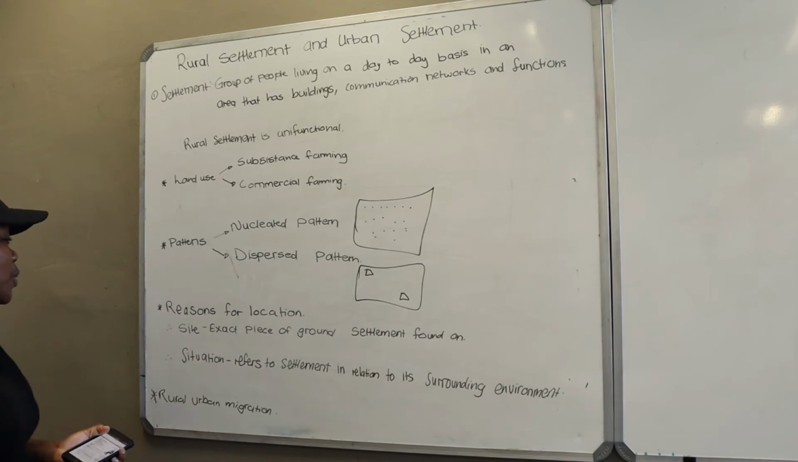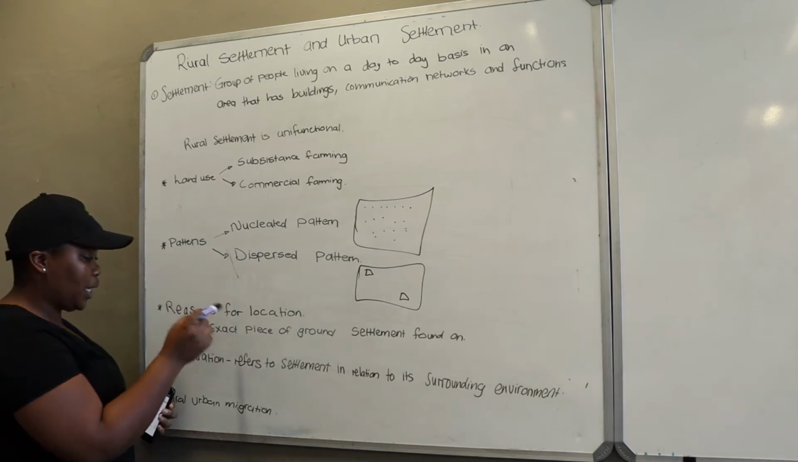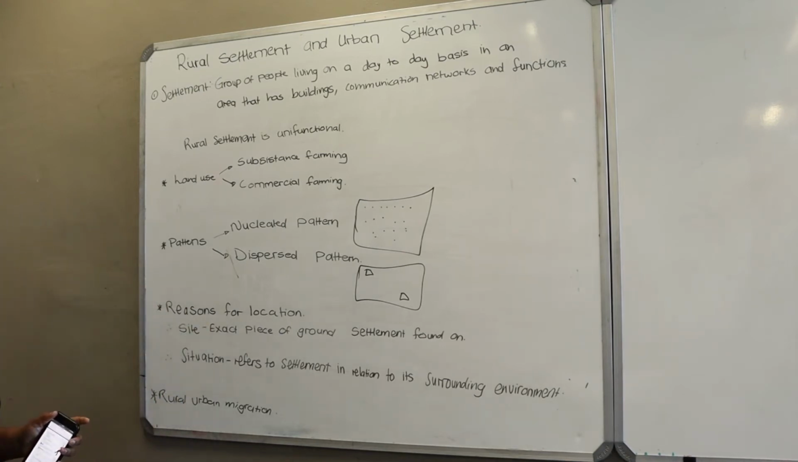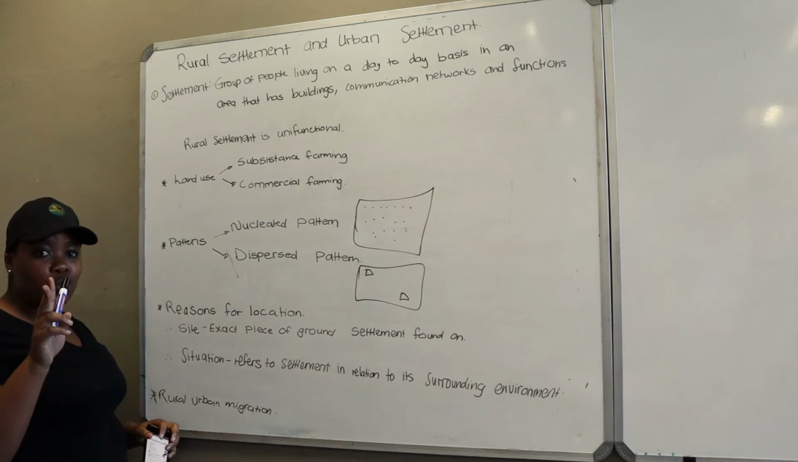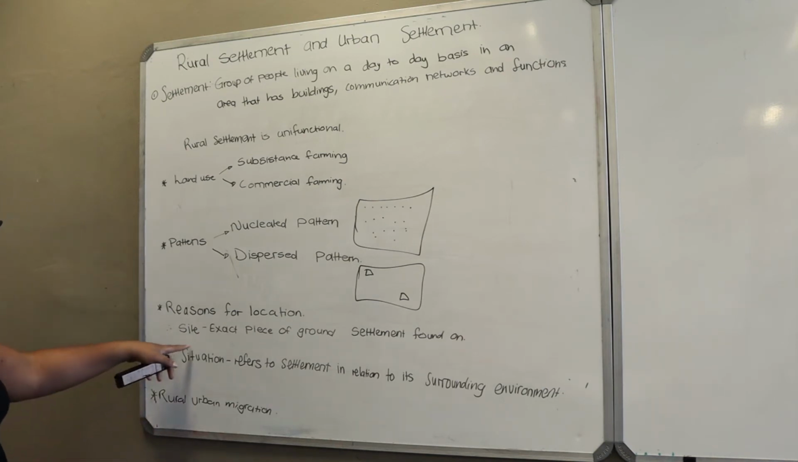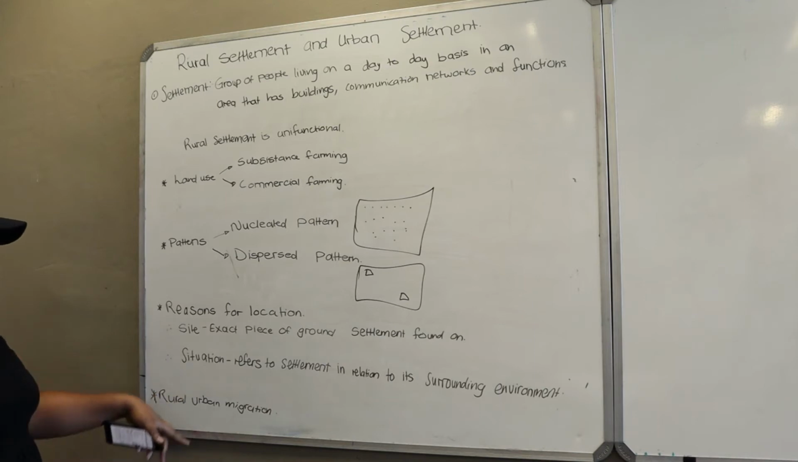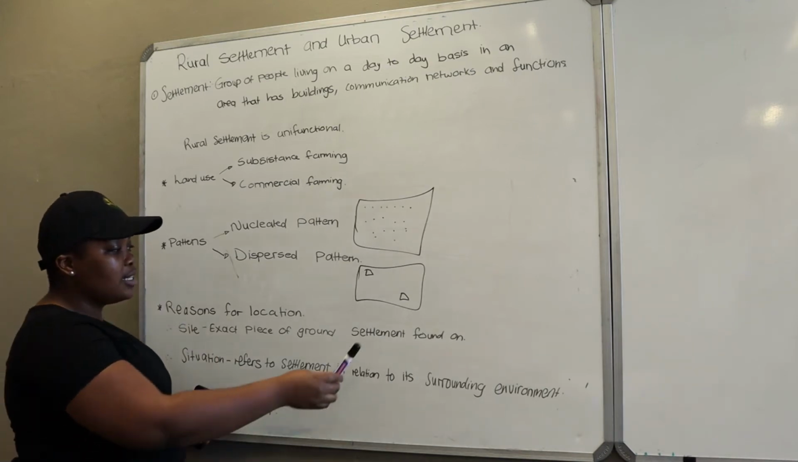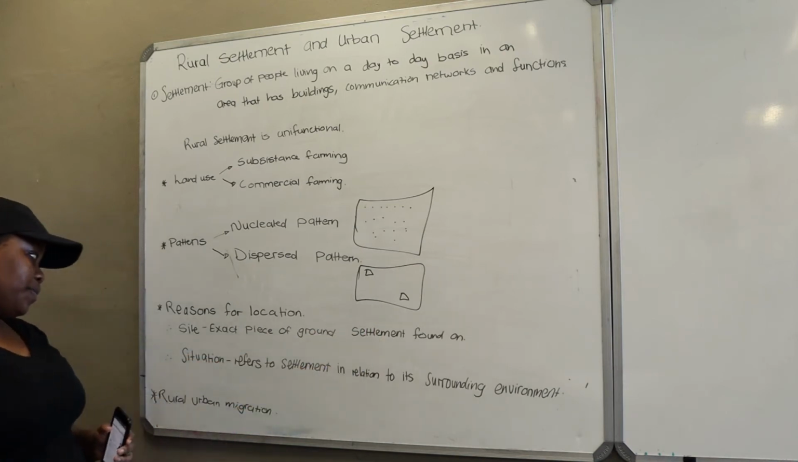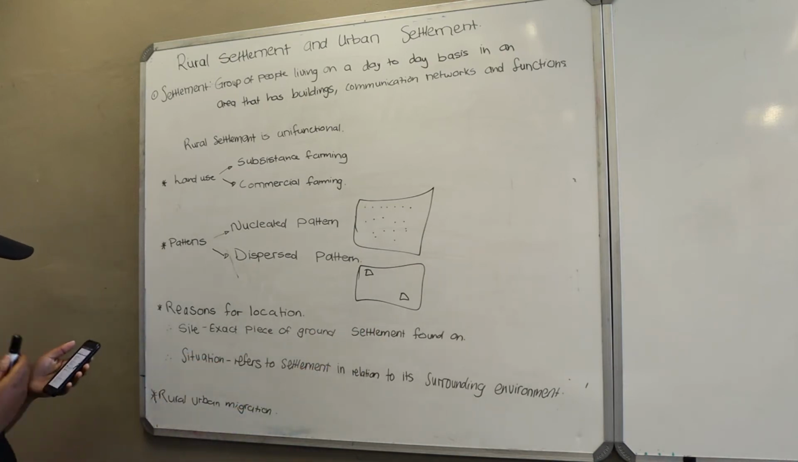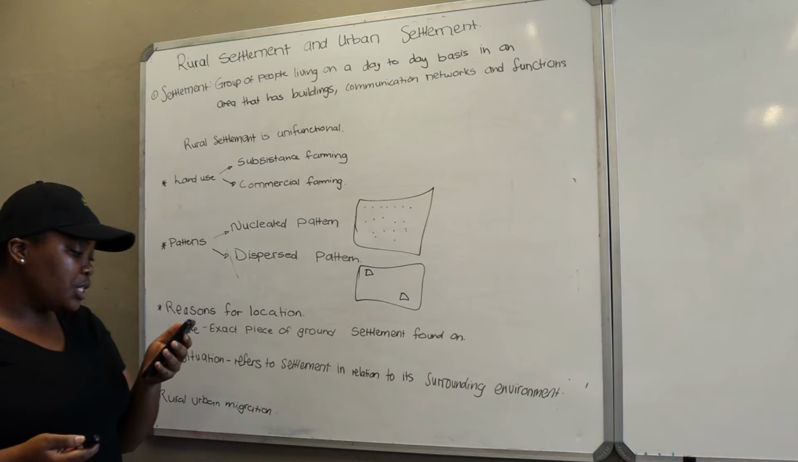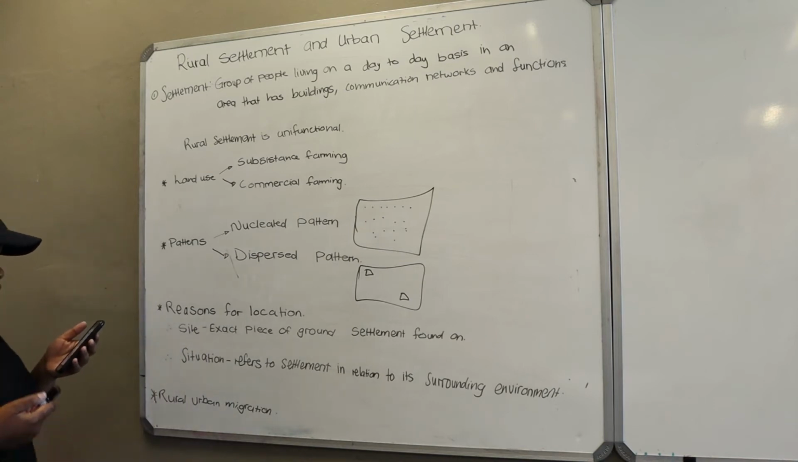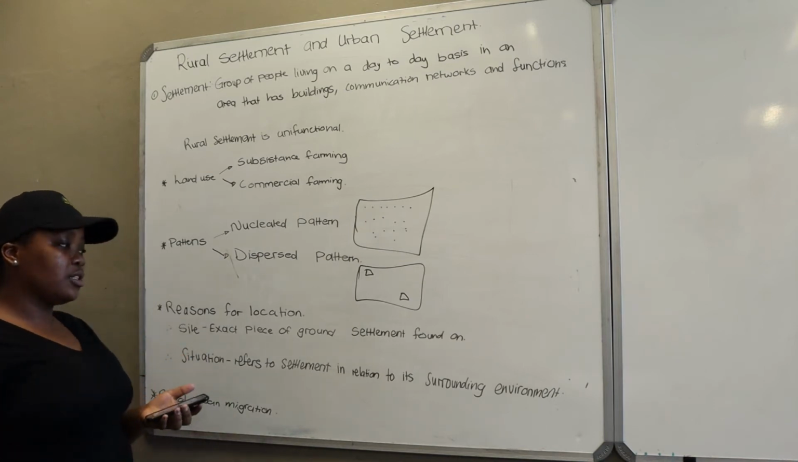So the next component is reasons for location. When we speak of reasons for location, we need to look at two words, which are site and situation. The definition of a site is the exact piece of ground the settlement is found on. When choosing a site for rural settlements, the following factors are considered.